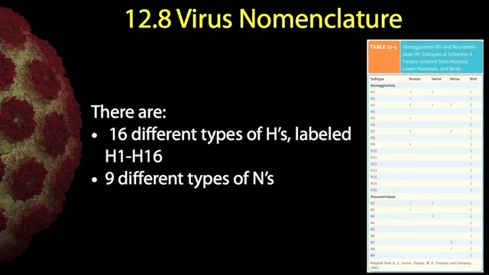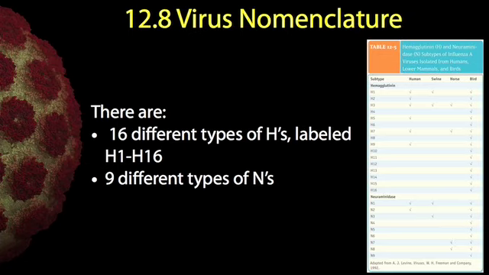Now, to complicate things even more, there are at least 16 different types of hemagglutinin molecules and 9 different types of neuraminidase molecules. Okay, and that collection of hemagglutinin and neuraminidase is found in birds. A subset of these hemagglutinin and neuraminidase molecules are also found in human circulating influenza viruses. Okay.